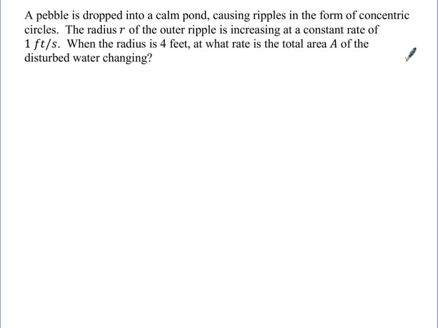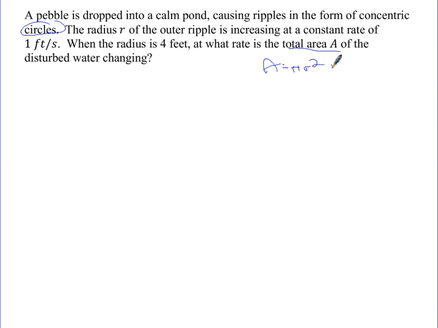What is the formula? The area of a circle, right? We have area, total area, so we're going to need that. And we're talking about concentric circles right here. So A equals pi r squared is the formula that you're going to be using.